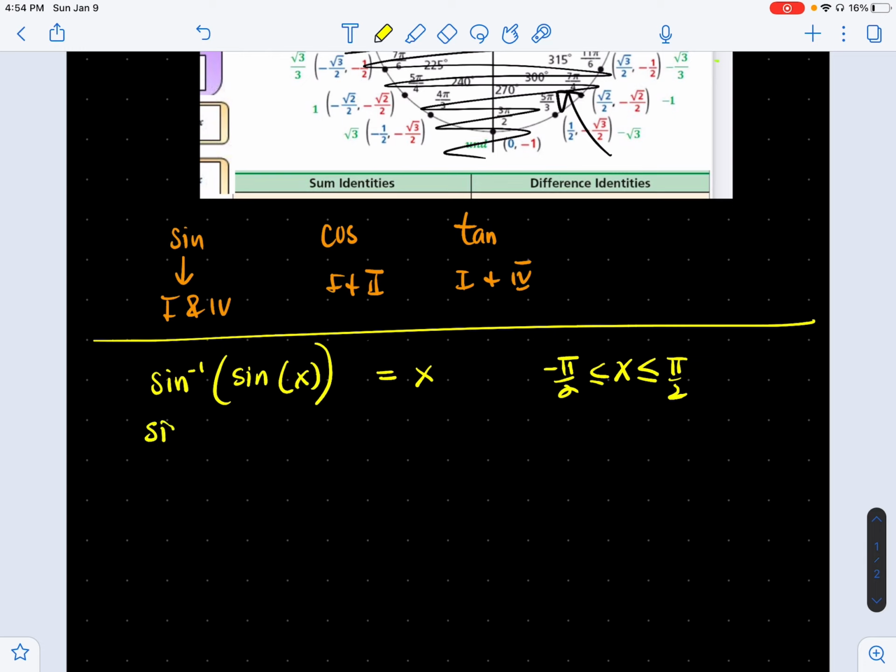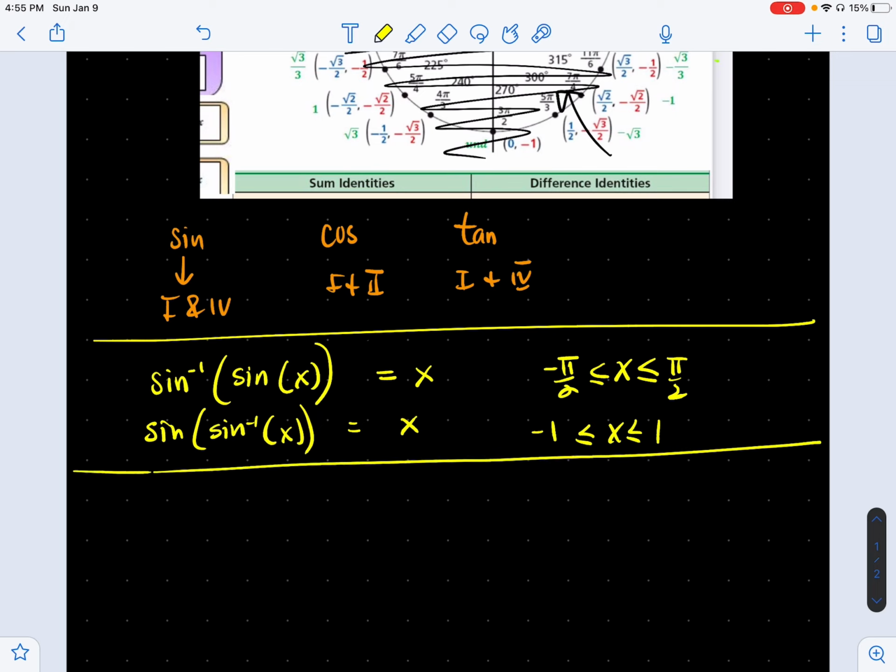If I were to swap the order, if I say sine inverse of x, sine and sine inverse can still be canceled out. X will still be the answer. However, this x is not going to be an angle. This x is going to be the range. And with sine and cosine, range is restricted between 1 and negative 1.